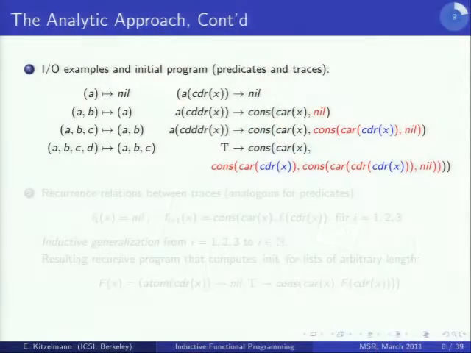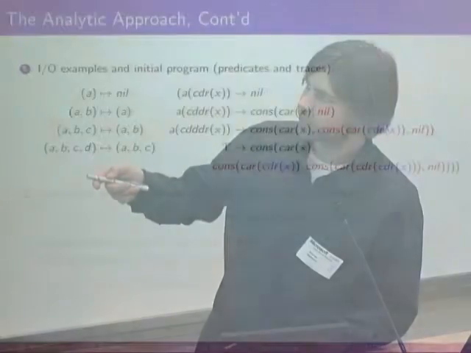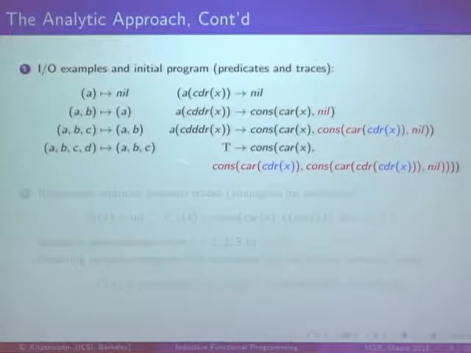And as I said, it works in 2 steps. So here are again input-output examples of our init function that returns the input list without the last element. And first, these predicates and traces are derived. And you can see that, for example, this predicate atom of cdr of cdr of cdr of x is true for just this input here. And then this trace, if we substitute x by this input, returns the specified output.